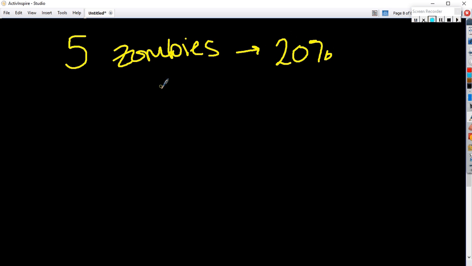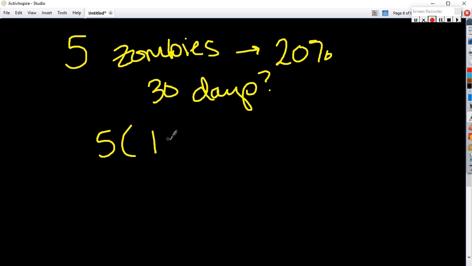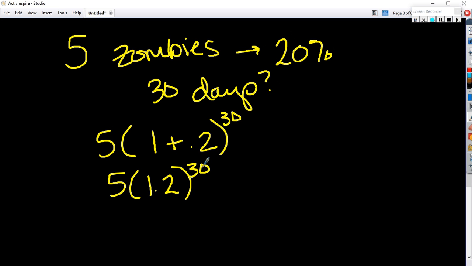So is it the first time it would be 20% of 5. Then it would be 20% of 6. Then it would be 20% of, so yeah. So 5 times 1.2 raised to the 30th. Since this is a decimal, you put it in as 0.2. Yes. You have to change it to a decimal in order to work it in the formula.